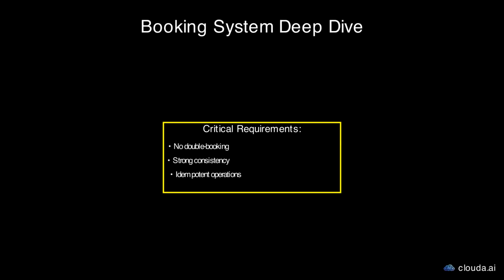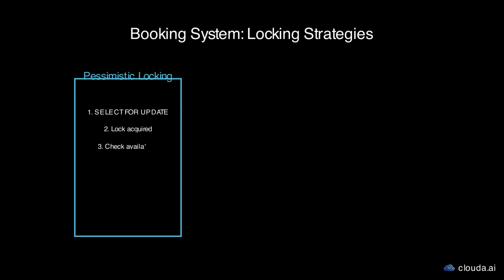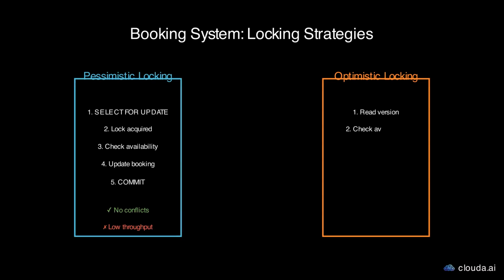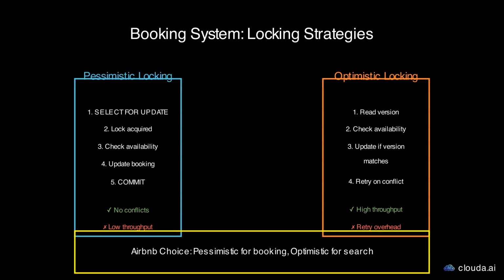The critical requirements are clear: absolutely no double booking, strong consistency for availability updates, and idempotent operations to handle payment retries and network failures safely. The first major trade-off is between pessimistic and optimistic locking. Pessimistic locking uses select for update to acquire a database lock immediately. This guarantees no conflicts but severely limits throughput since other requests must wait.